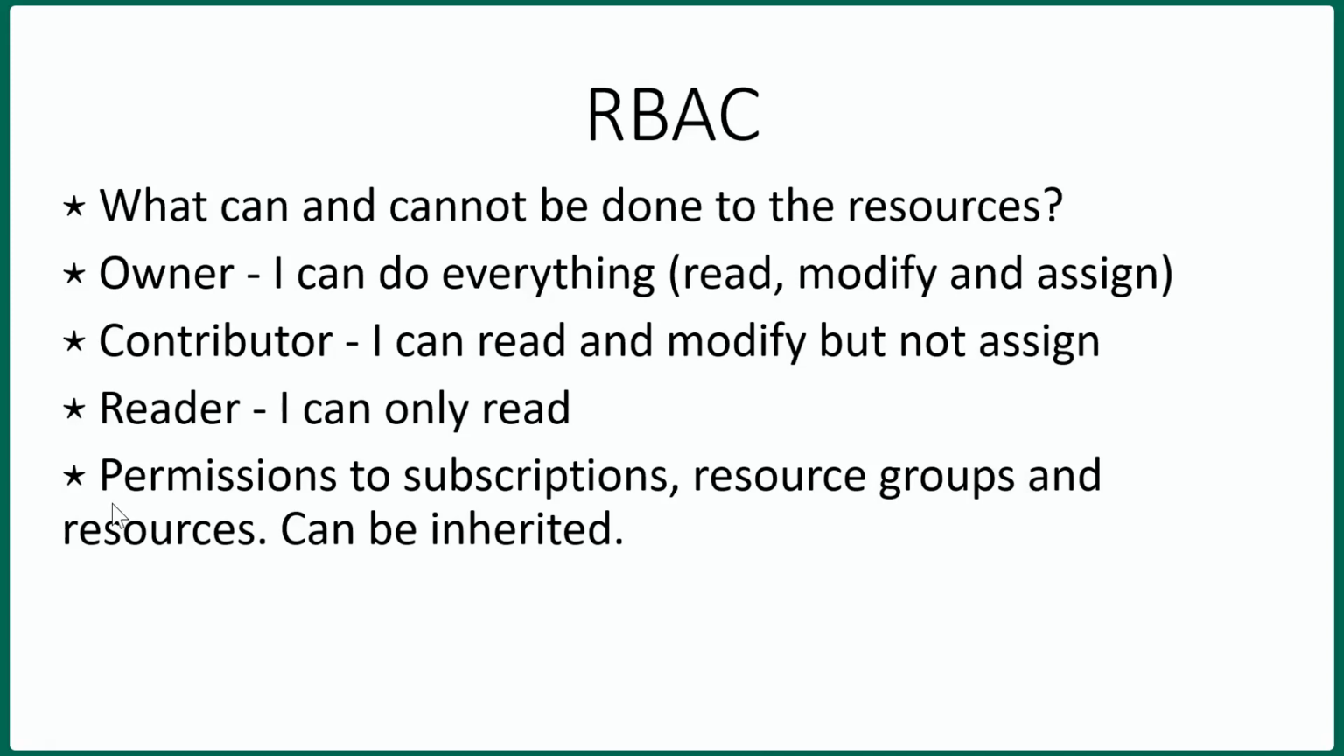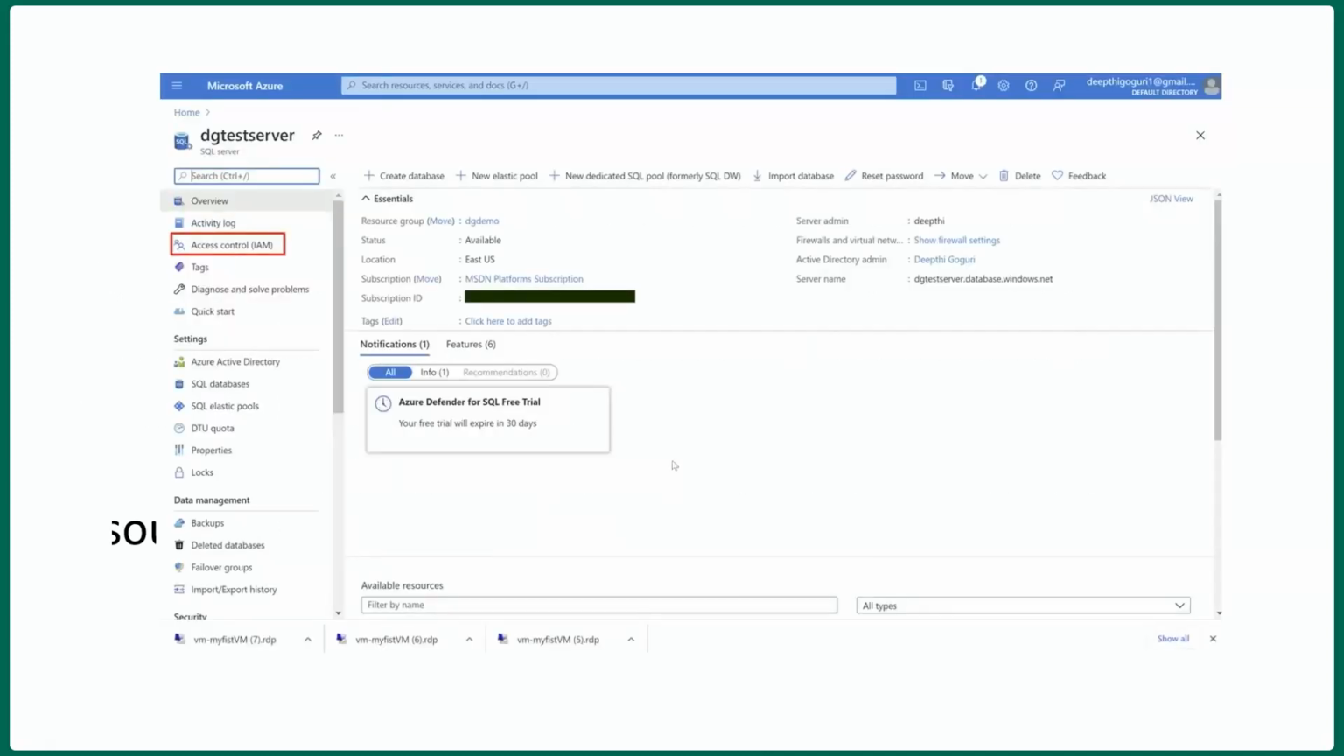So where do we see these role-based access control default roles? To access those, we need to try to give a user permissions so that we can see those roles. DG test server is my server. Underneath that, Overview, and then you have the other blades over there. You need to go to Access control, which is IAM. Click on Access control, and then you try to add a user.